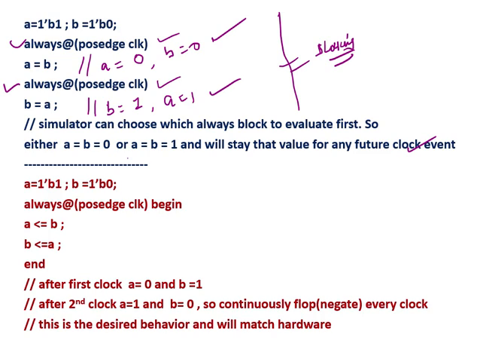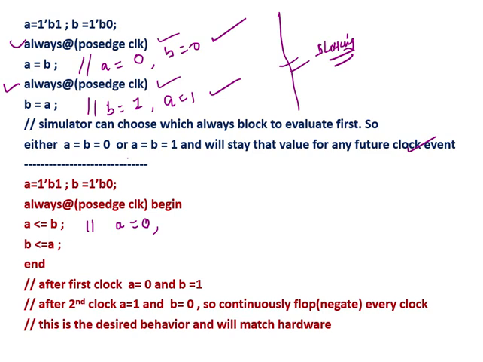So what happens when the first positive edge of clock comes? See, a equal to b, so your a will be assigned by the b value. Initially b equal to 0, so a will get 0. And because it is a non-blocking assignment, it runs parallelly, right?